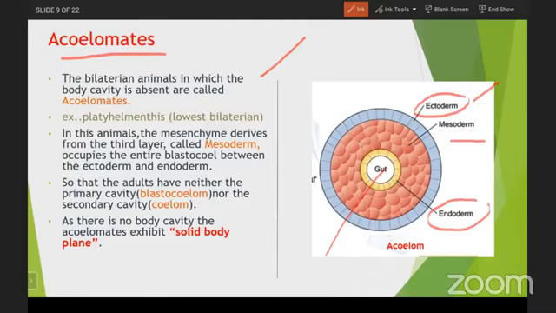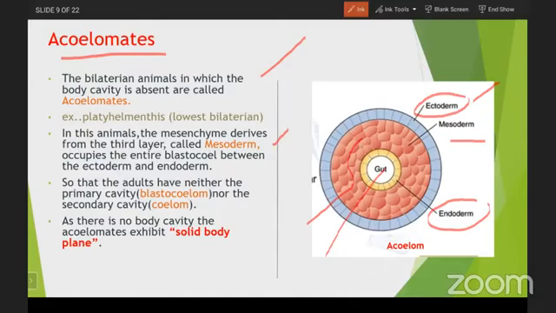Examples, platyhelminthes. So in these animals, mesenchyme derives from the third layer, mesoderm. Mesoderm is present, but it is providing some type of cells which are undifferentiated. Those are called mesenchyme, and occupy the entire blastocoel between the ectoderm and endoderm. The entire portion between the ecto and endoderm is filled with the mesenchyme.